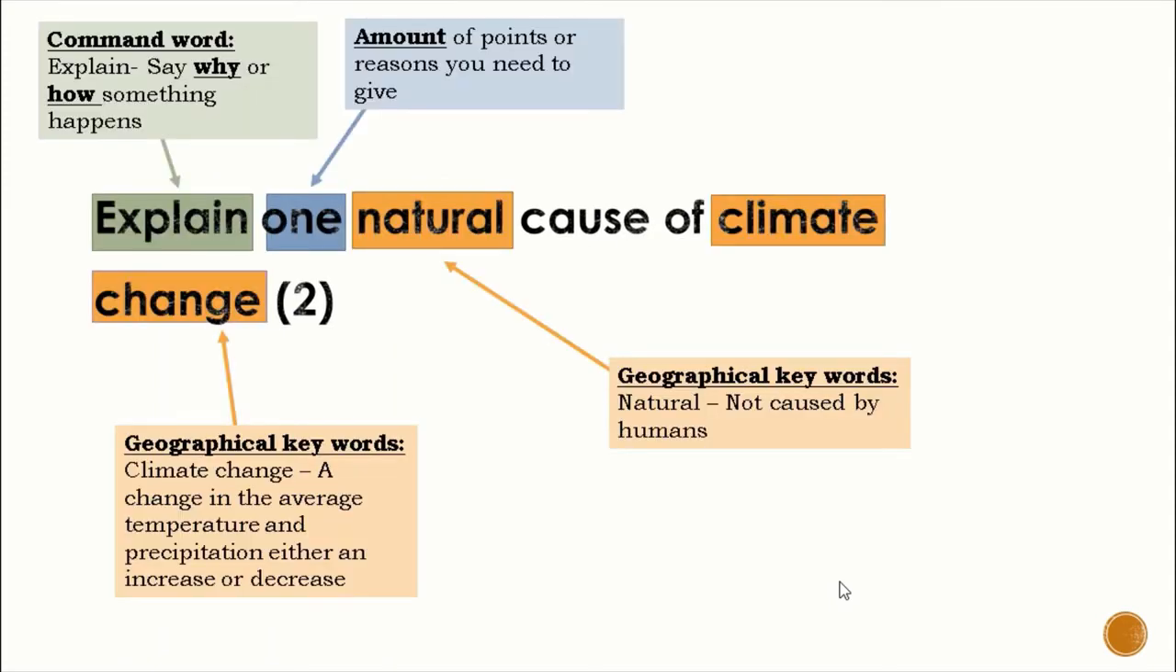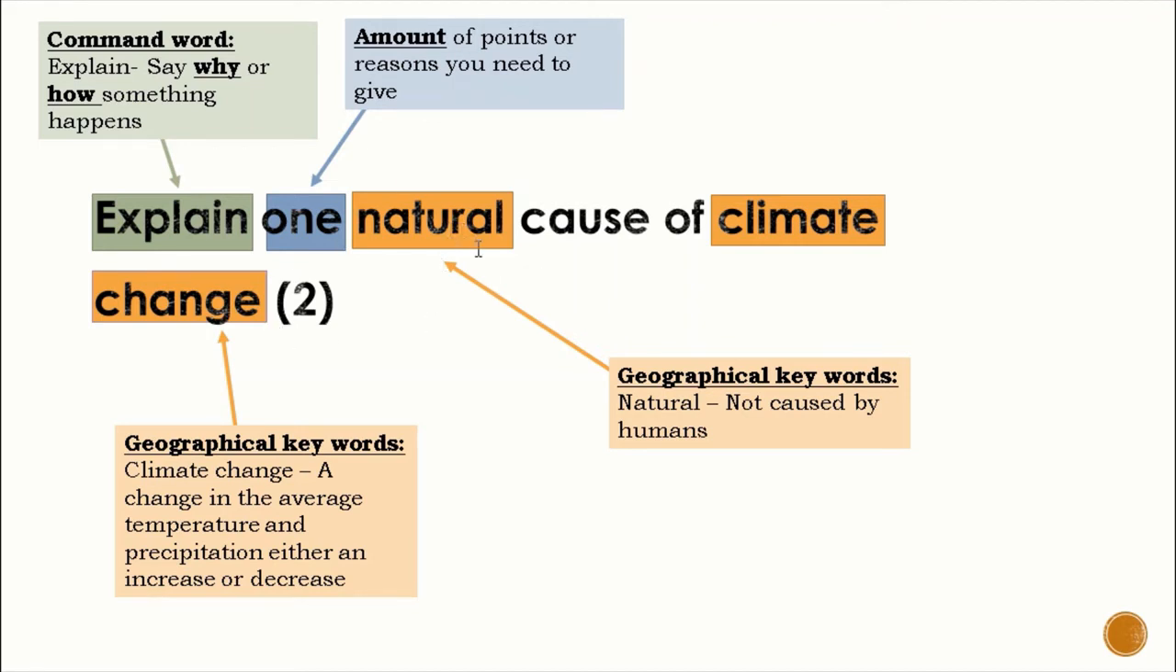So we're going to break down what this question actually means, just like we do in class. So explain means why or how something is happening. It's not saying what is happening, it's saying why it is happening or how it is happening. So it's a much higher level skill. So you need to be able to say why something takes place. The amount of points you need to make in this answer is 1, as it's asking you for just one cause here. So if you give 2, you will not be able to get that extra mark for that second reason.